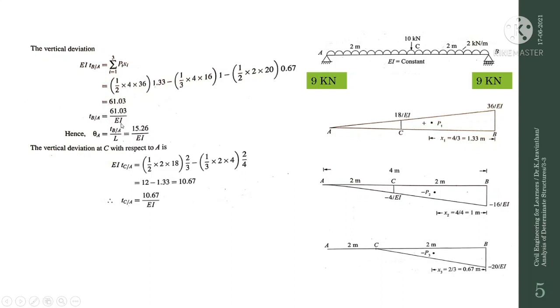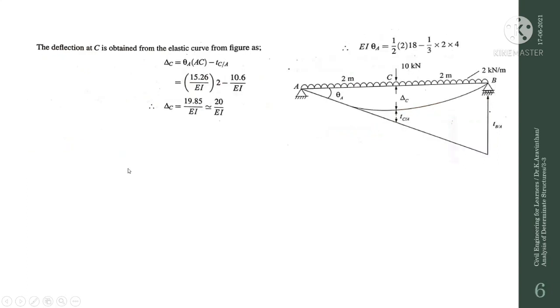And if you divide by EI, you will be getting the total deviation. If you need theta, you have to divide this by the total distance. Our total distance is 4. You can divide this by 4, and you will be getting 15.26. Okay, we have found out the total deviation. Now let us find the TCA, that is the next distance.